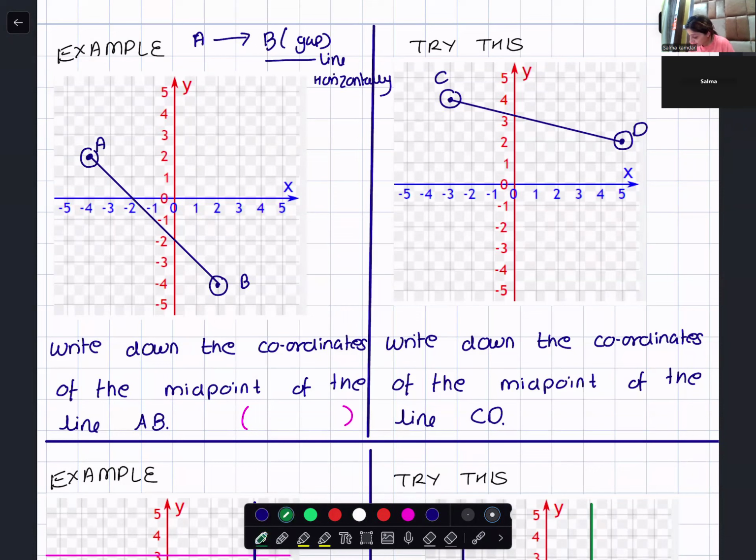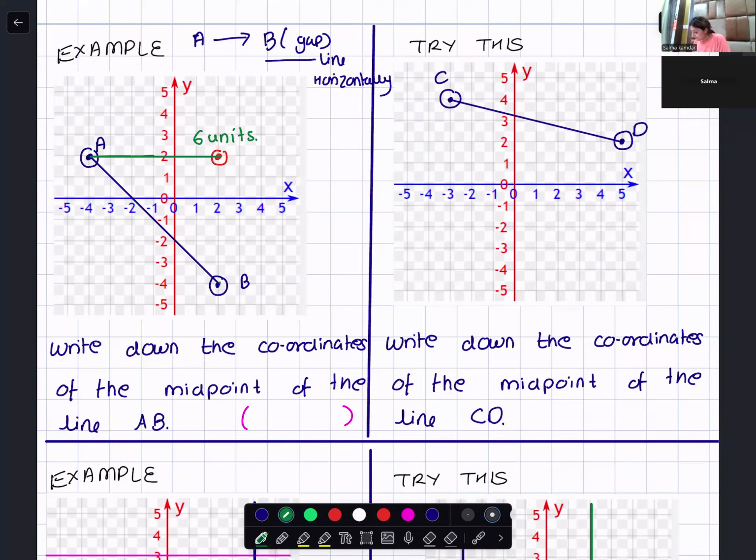Let's see. 1, 2, 3. B is over here. So till here I need to plot the point. So this would be again 1, 2, 3, 4, 5, and 6. So it is 6 units from A to B.